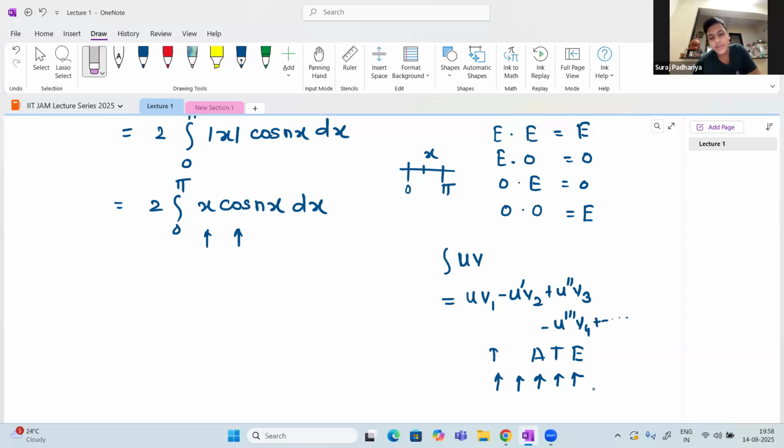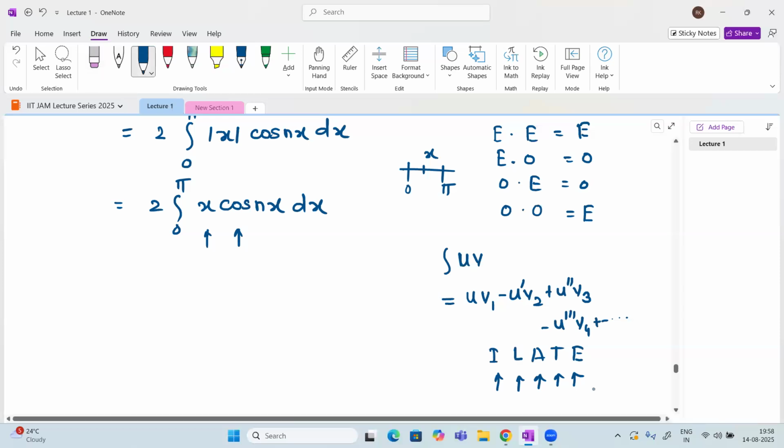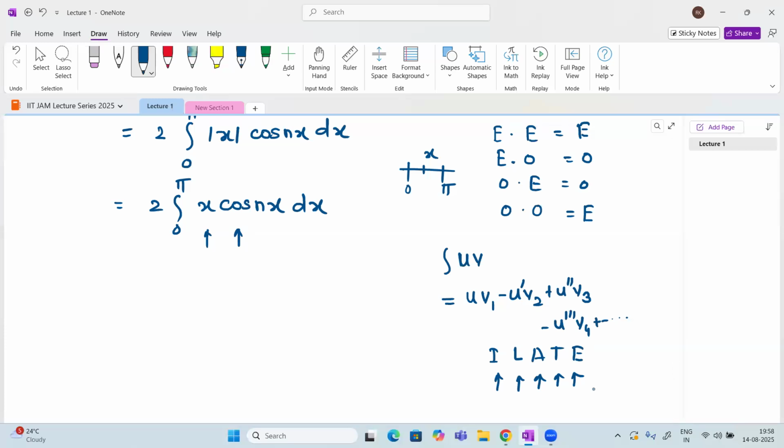Sir, actually in 12th we studied both, they taught us LIATE, right? But in most of the cases, this formula ILATE also we use. Even when I studied the LIATE formula, I saw that in many places they use ILATE, right? So this is U and this is V, right? Yes, sir. Okay, use the formula now.